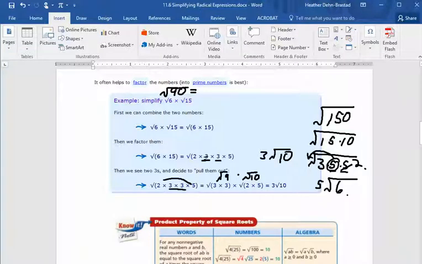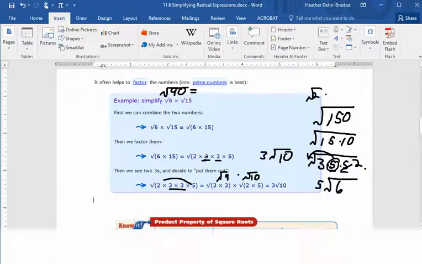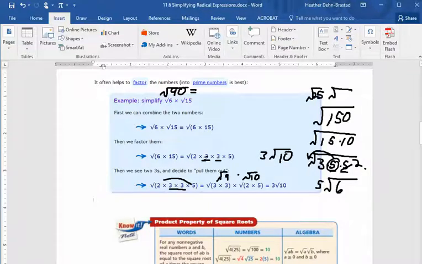And the reason that that works is because the 5 times 5 is 25, so that's the square root of 25. And the 3 times 2 is 6, so that's the square root of 6. And the square root of 25 is 5, and the square root of 6 stays as the square root of 6.